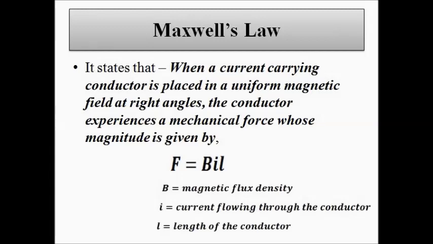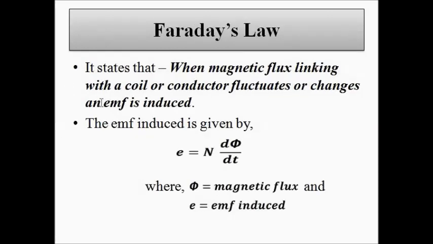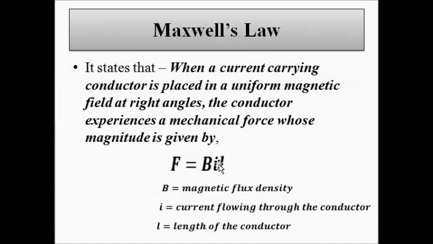So these are the two fundamental laws which govern the operation of rotating electrical machines. First one is Faraday's law, which gives us the magnitude of the EMF induced in a conductor or a coil placed in a fluctuating magnetic field, fluctuating flux. And the second one is Maxwell's law, which is in direct relationship with Fleming's rule, and it gives us the magnitude of the force developed in a conductor when it is placed in a magnetic field.